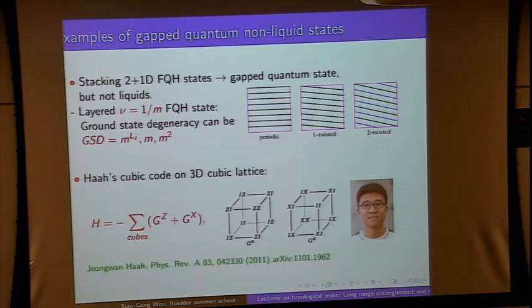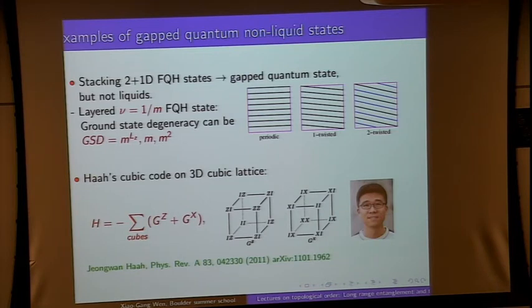You just stack many layers of a quantum Hall state to form a three-dimensional gapped state. These three-dimensional states actually are not liquid. You say, why is it not liquid? It's pretty ordinary. It's a quite ordinary state. But actually, it fails.